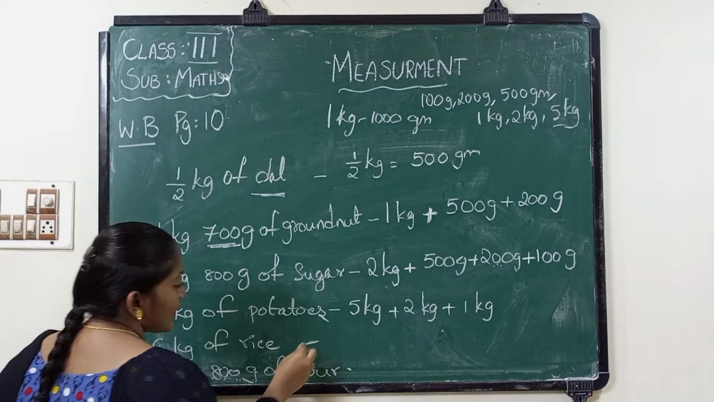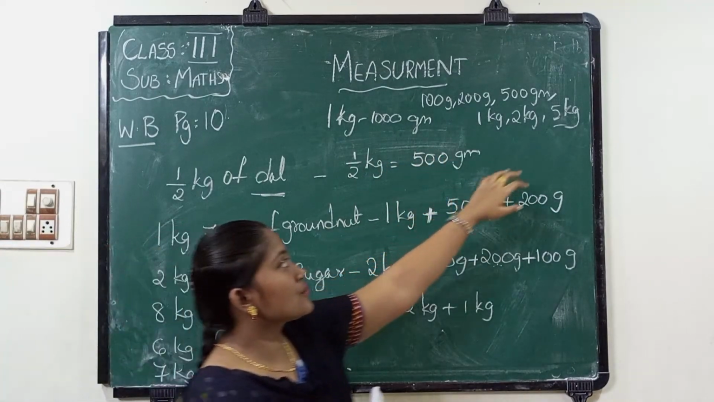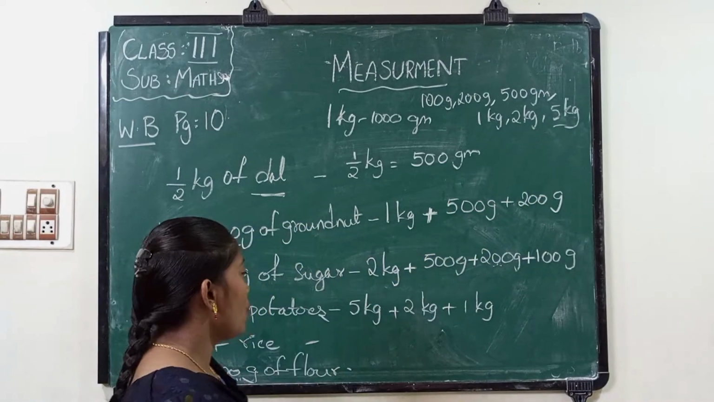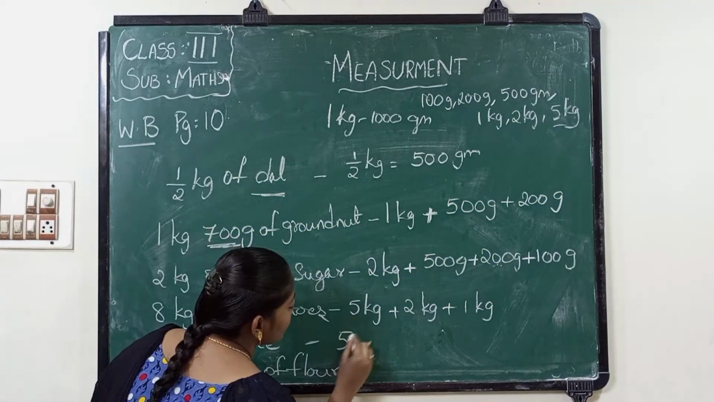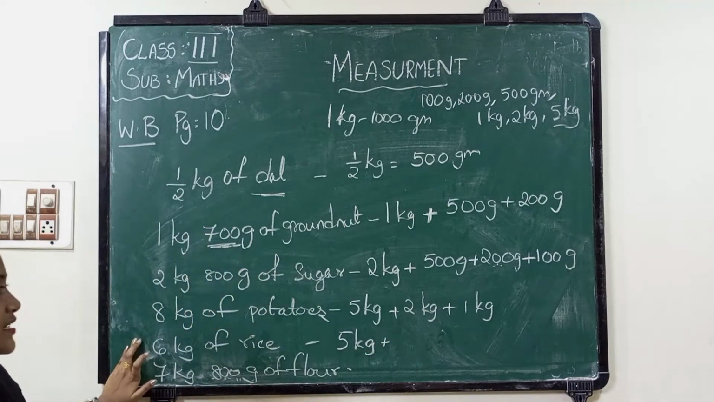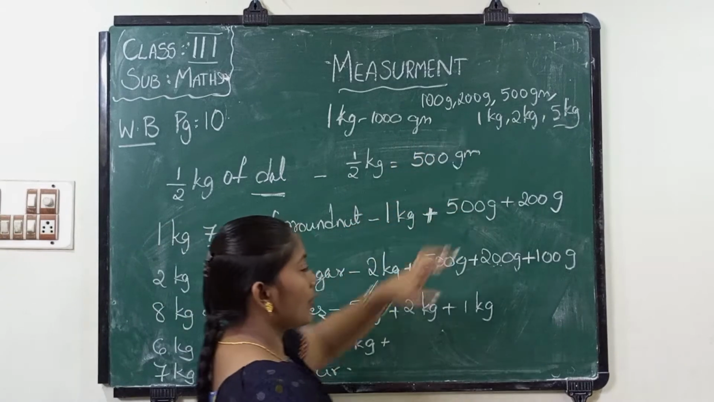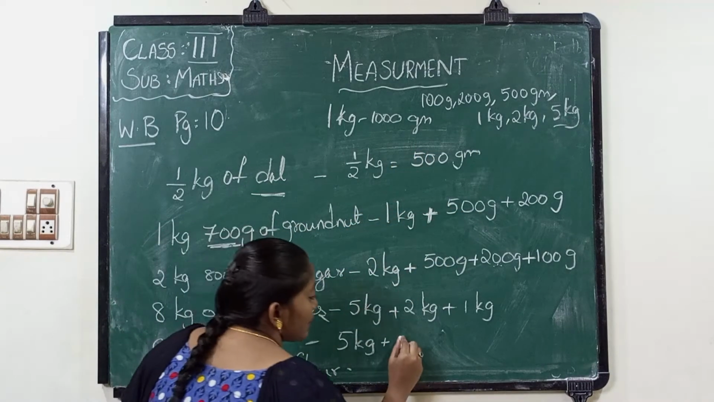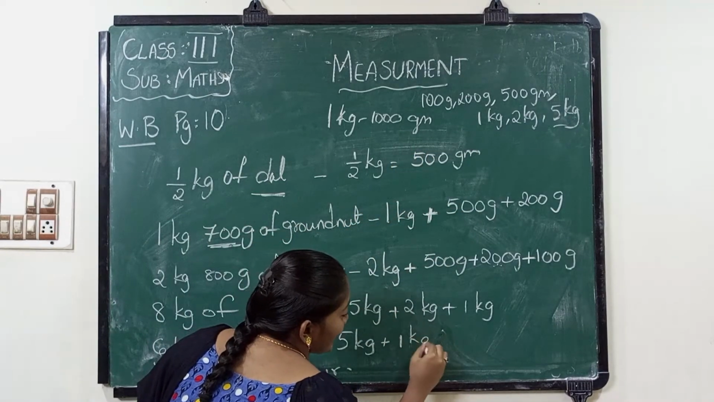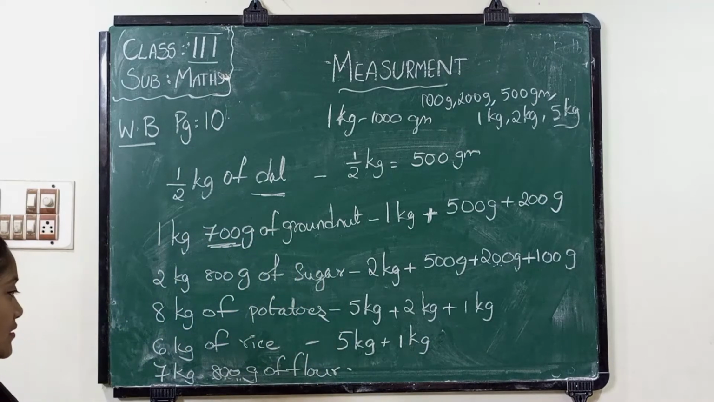6 kgs of rice. Here not having 6 kgs of stone. Again I am using one 5 kg stone, plus, here they ask 6 kgs. So I am having 1 kg stone. So I am using it here now. 5 kgs plus 1 kg is 6 kgs.